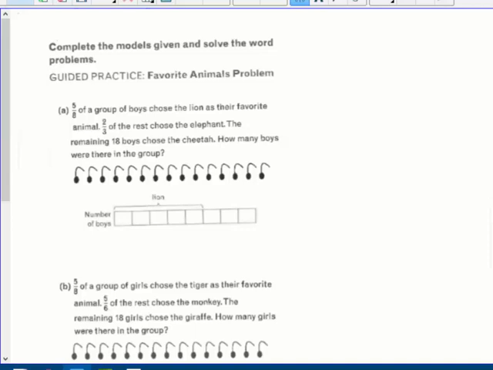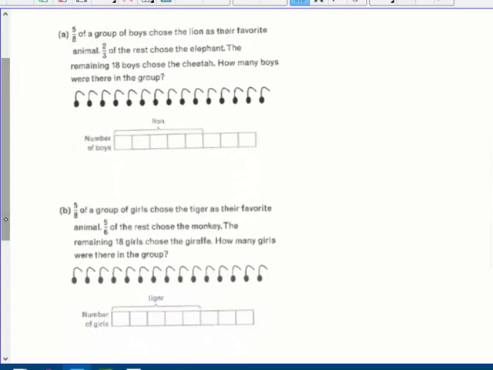5/8 of a group of boys chose the lion as their favorite animal. 2/3 of the rest chose the elephant. The remaining 18 boys chose the cheetah. How many boys were in the group? So we want to know, what is the total? Right? The total. That's the question mark.